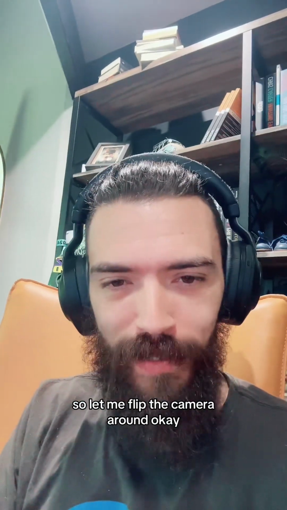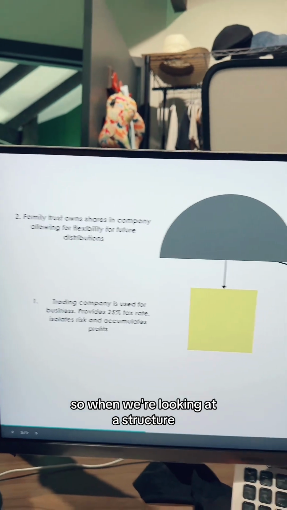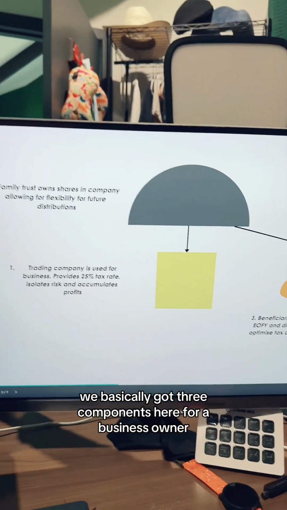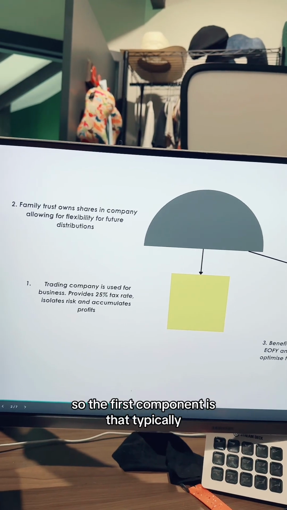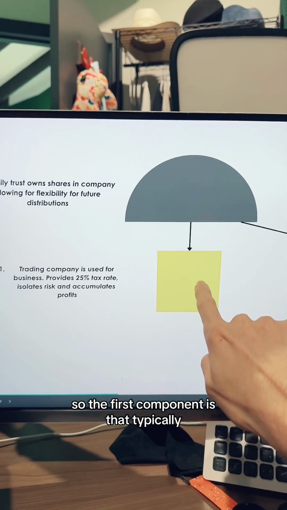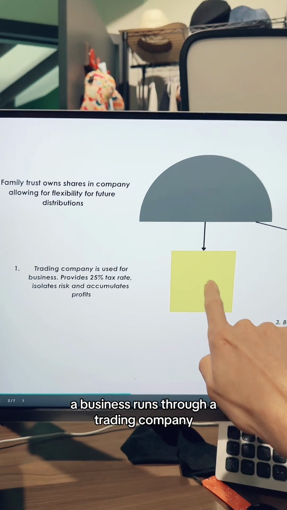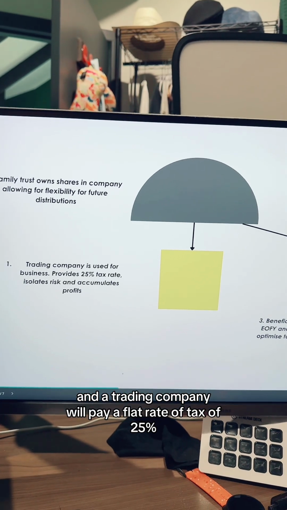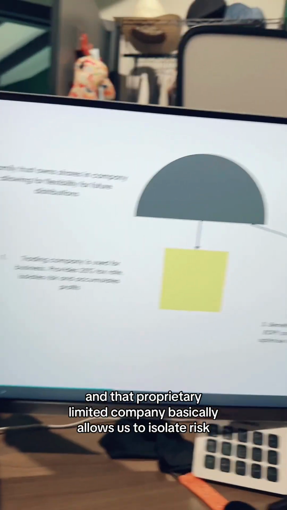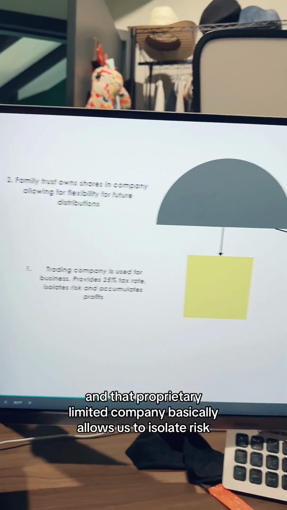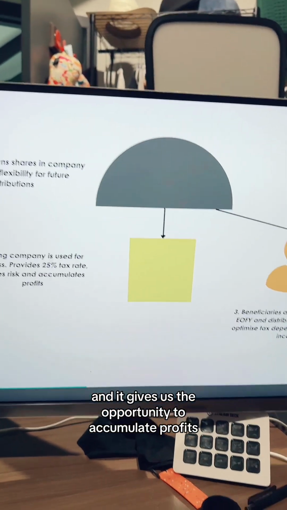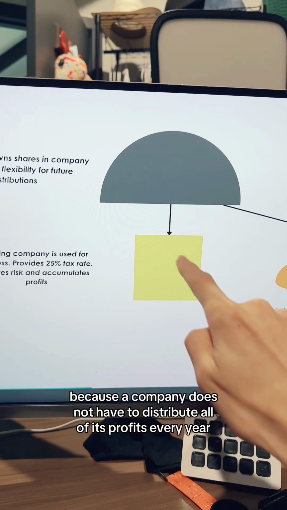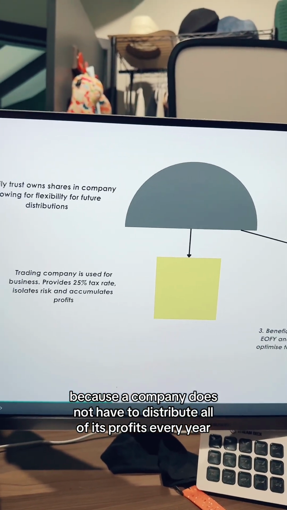So let me flip the camera around. Okay, so when we're looking at a structure, we've basically got three components here for a business owner. The first component is that typically a business runs through a trading company, and a trading company will pay a flat rate of tax of 25%. That proprietary limited company basically allows us to isolate risk, and it gives us the opportunity to accumulate profits because a company does not have to distribute all of its profits every year.